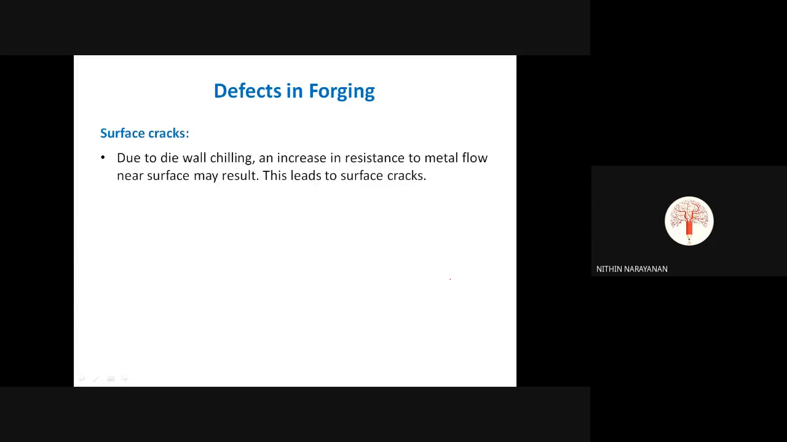Then one more is surface cracks. Die wall chilling increases the resistance to metal flow near the surface, which may result in surface cracks. At the contact surface of the workpiece and the die, if the die temperature is reduced, the surface region will cool faster. So during the metal flow, it will lead to cracks on the surface of this billet or workpiece, and that is called surface cracks. That is another type of defect. So these are some of the defects in forging processes.